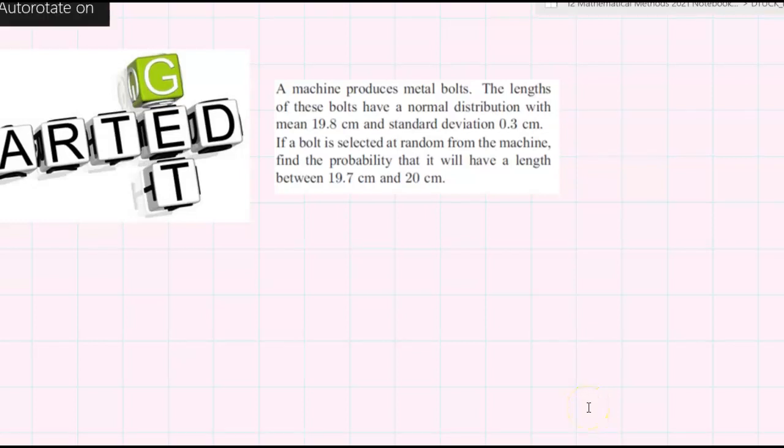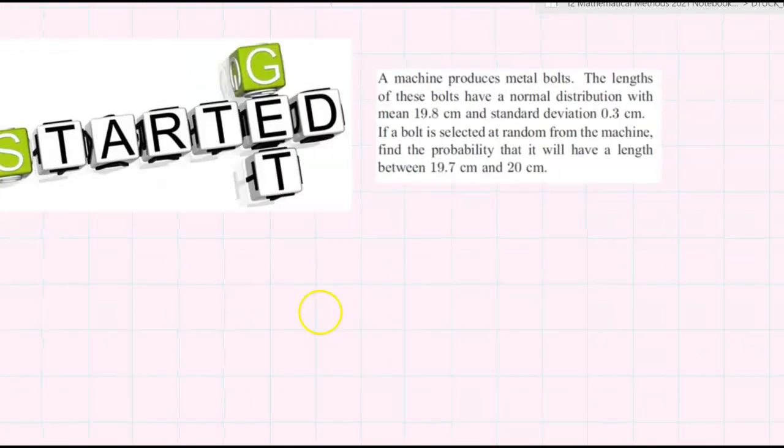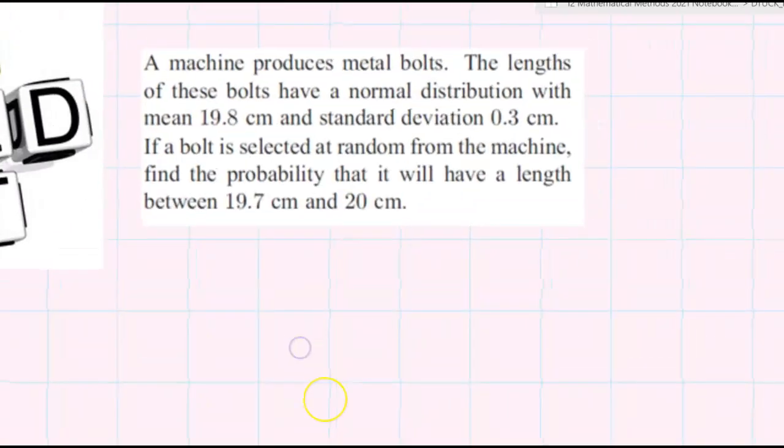Okay, we are continuing on with normal distributions today. Let's have a look. A machine produces metal bolts. The lengths of these bolts have a normal distribution with a mean of 19.8 and a standard deviation of 0.3. If a bolt is selected at random from the machine, find the probability that it will have a length between 19.7 and 20. Step 1. What do we do first, Chris?